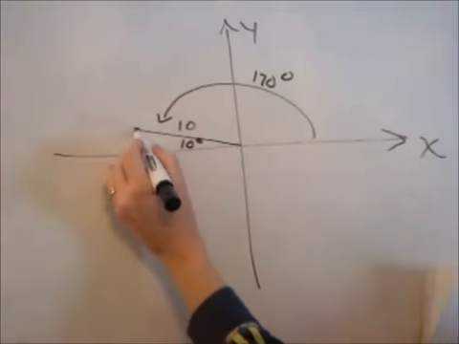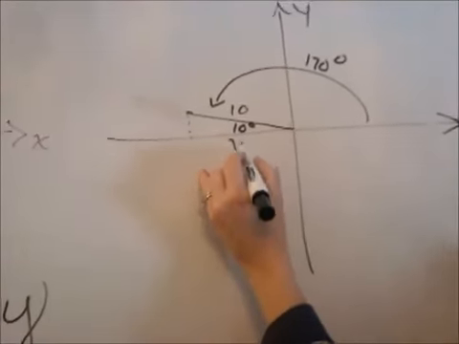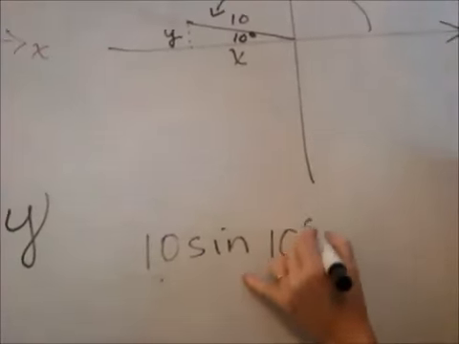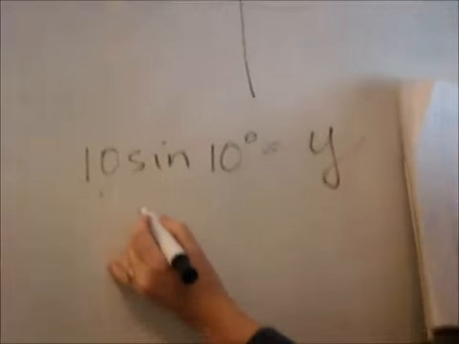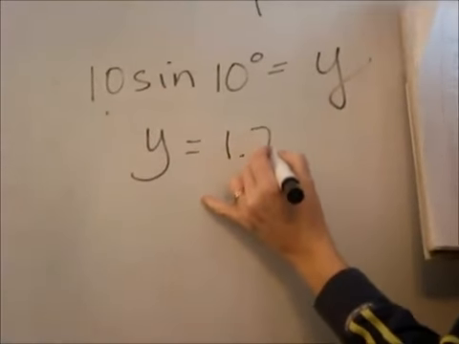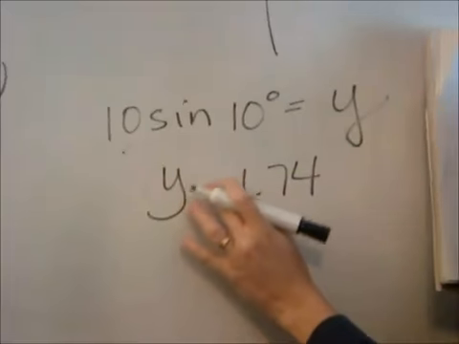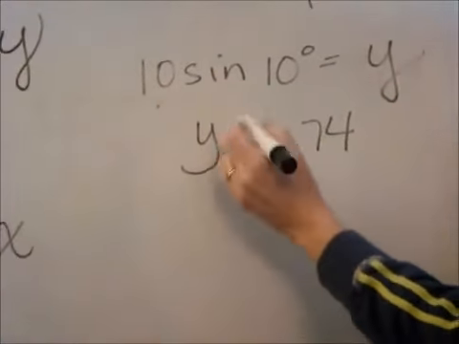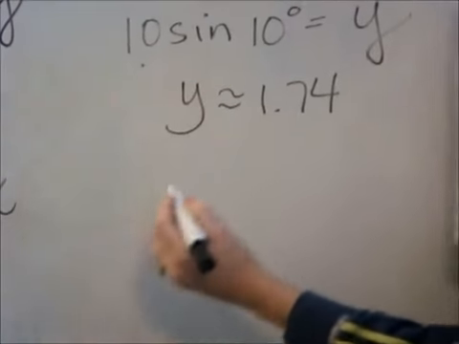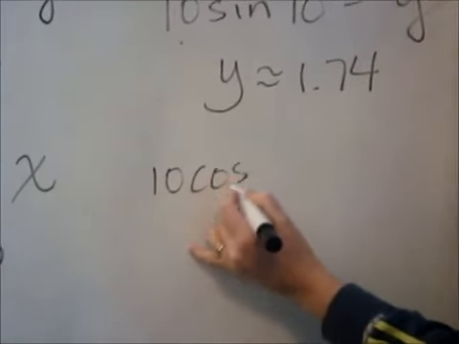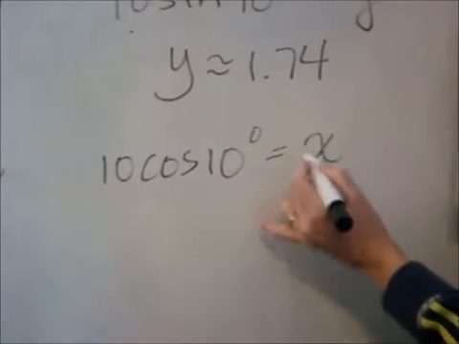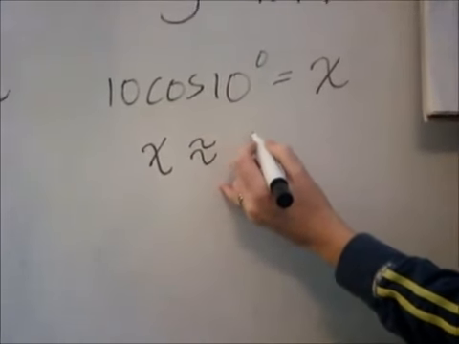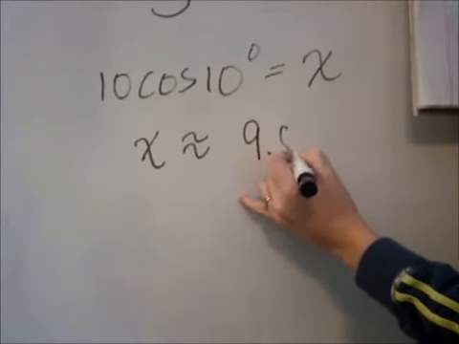Now let's go over and do this one real quick. Here we go again, let's draw a triangle. This is our x, this is our y. So we say 10 sine of 10 degrees equals y. Put that in our calculator and we get 1.74. And these should all be approximately. Sometimes I forget and just write equal, but since we're rounding, we want to say approximately. Then we would say 10 cosine of 10 degrees equals x. Put that in our calculator, we get x is approximately equal to 9.85.